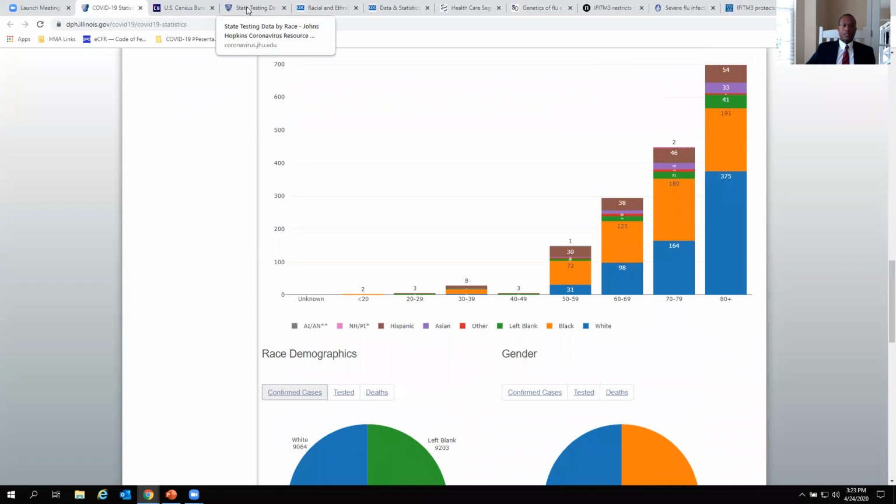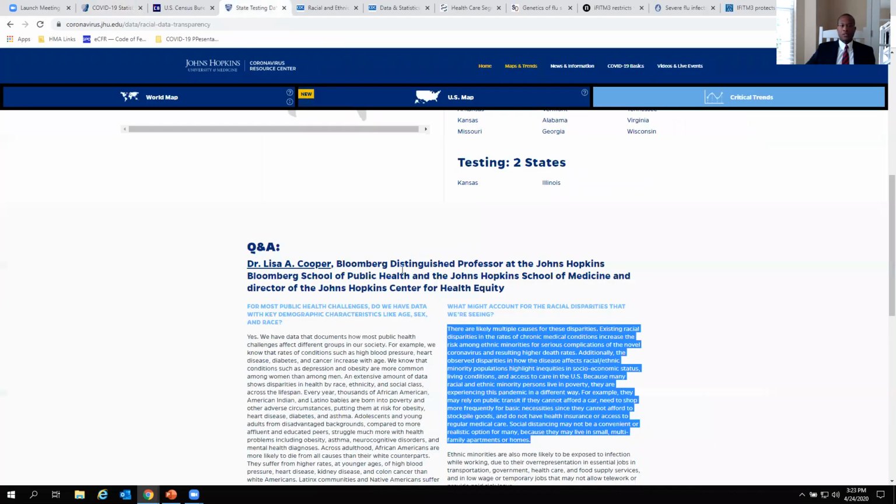And so I went back to some of my trusty resources. Again, I'll go to the Hopkins Coronavirus Resource Center, which gives us some background on health disparities. I'm going to read this for a little bit.